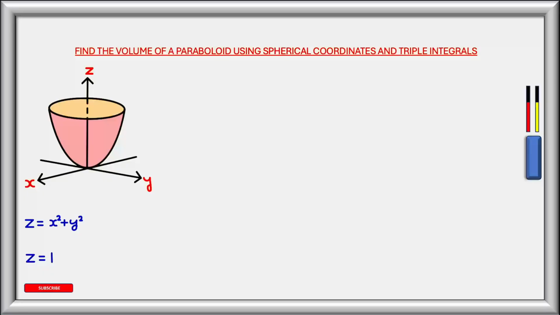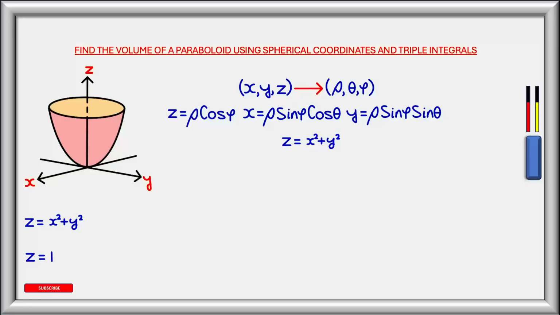Our first step in the process of finding the volume is to convert the Cartesian equation of the paraboloid into spherical coordinates. And so the equation of the paraboloid in Cartesian form is z equals x squared plus y squared. And to convert this to spherical coordinates, we need to convert all the x's, y's and z's to rho, theta and phi. And we do this by making a substitution where z is equal to rho cos phi, x is equal to rho sin phi cos theta, and y is equal to rho sin phi sin theta.